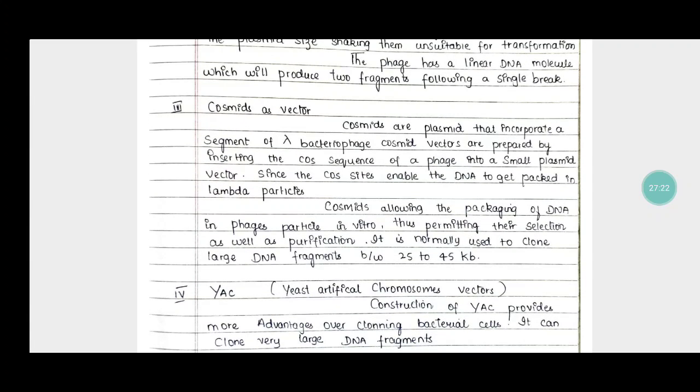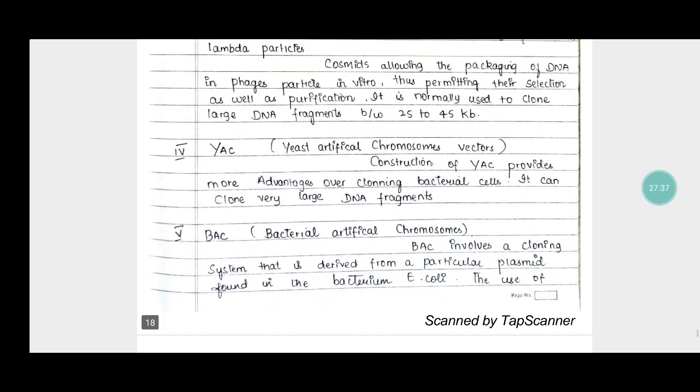So the cosmids are plasmids that incorporate a segment of the lambda bacteriophage. Cosmid vectors are prepared by inserting the cos sequences of a phage into a small plasmid vector. And the YAC, that is yeast artificial chromosome vectors. So the YAC provides more advantages over cloning in bacterial cells. It can clone very large DNA fragments.